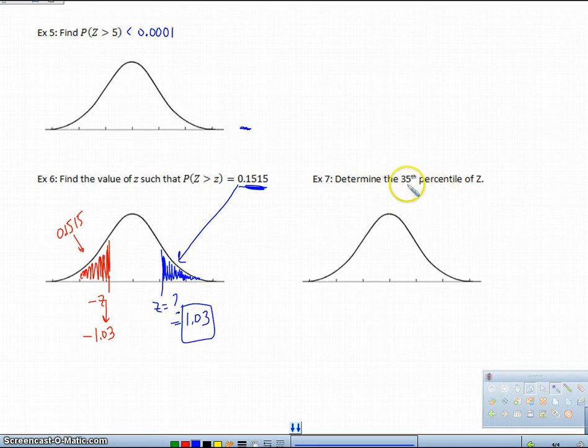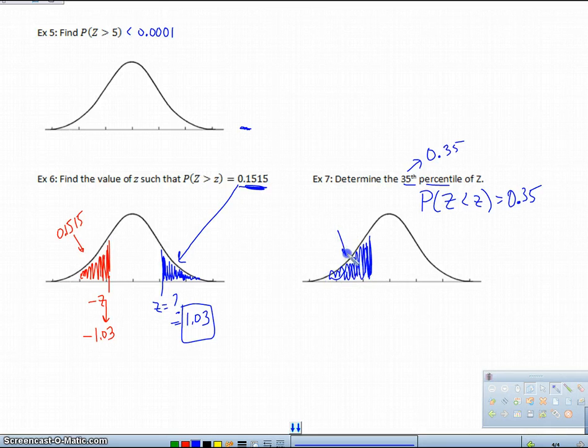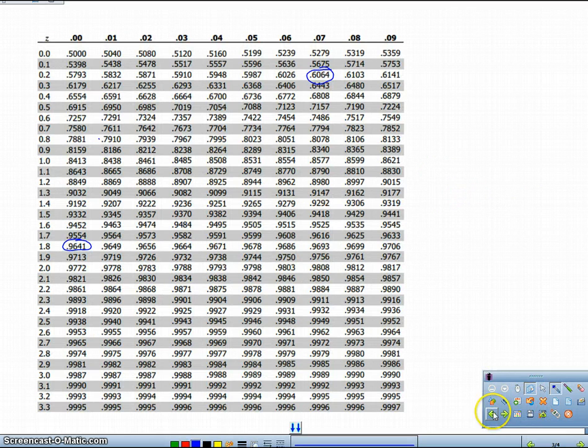All right, determine the 35th percentile. What that means is this is 0.35 for a z that's less than z. That's what a percentile is. It means 35% is below. So what is this value? Well, let's go look for 0.35 in my z table.